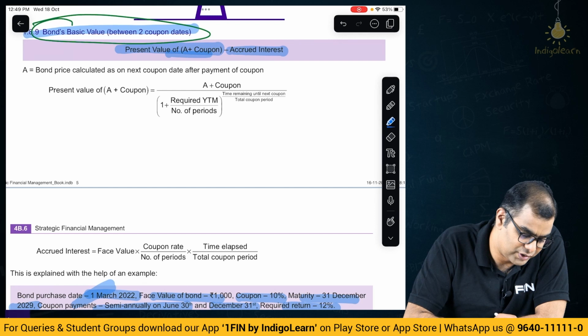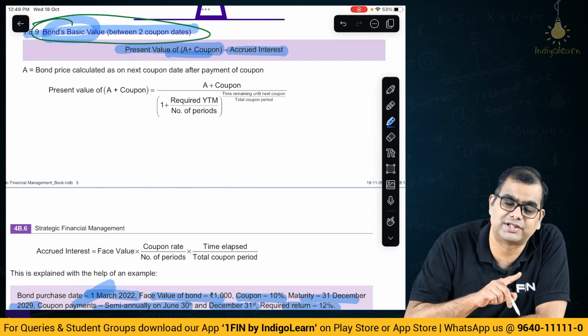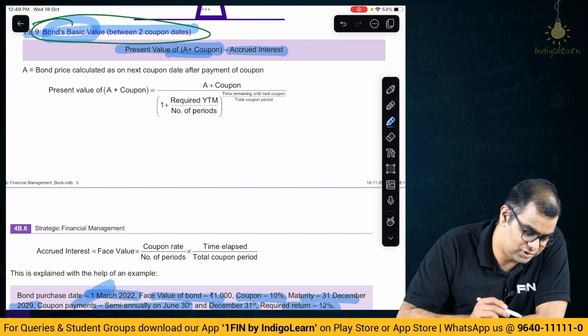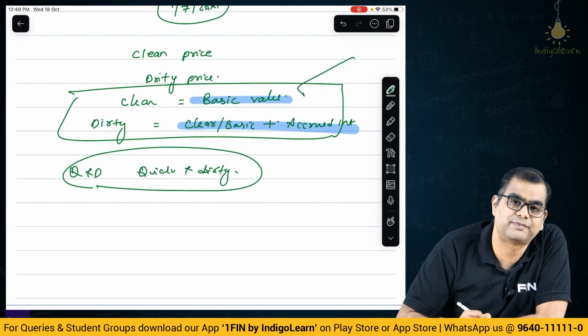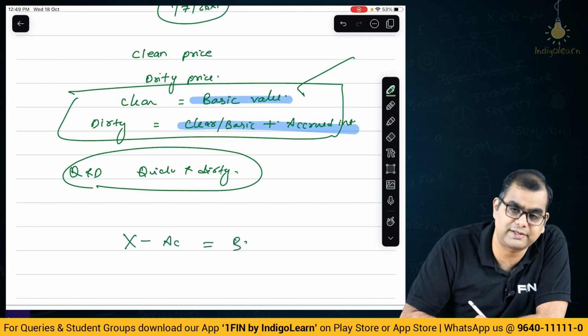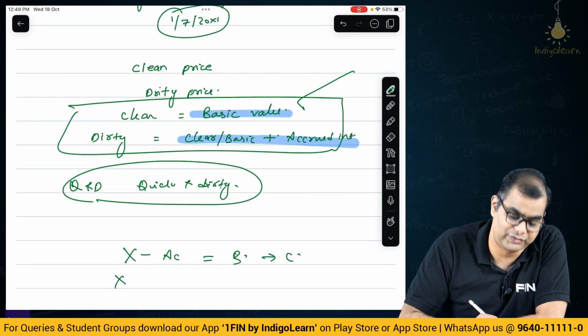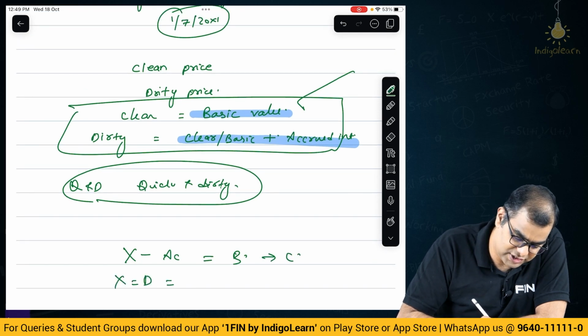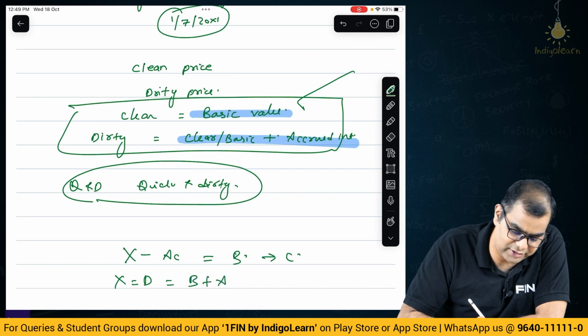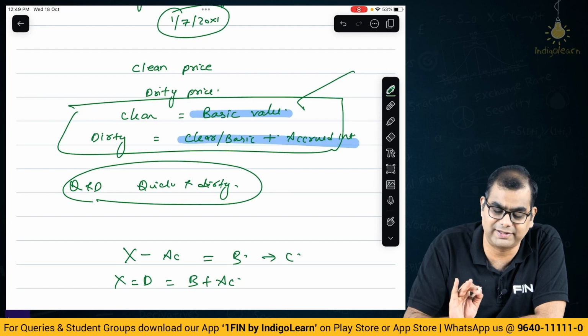Don't worry about it. Here we are talking about the basic value. We are not talking about accrued interest, we are talking about basic value. So you are computing something called X, from that you are subtracting accrued interest and you are calling it basic. This is also the clean price, and this X is basically the dirty price, which is basic plus accrued interest. That's all the logic. Okay, there is nothing complicated in this.